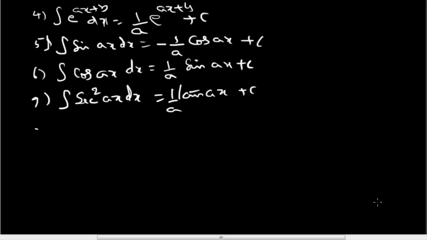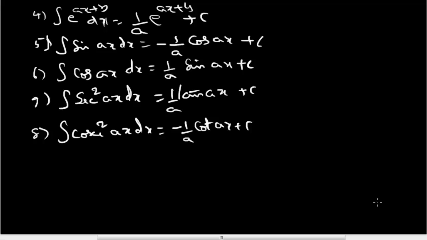Similarly, we have the 8th one, integral cosecant squared ax into dx. Integral of cosecant squared x is minus cot x. Cosecant squared ax is there, the tail you have to write, that's all. Minus 1 by a cot of ax plus c.